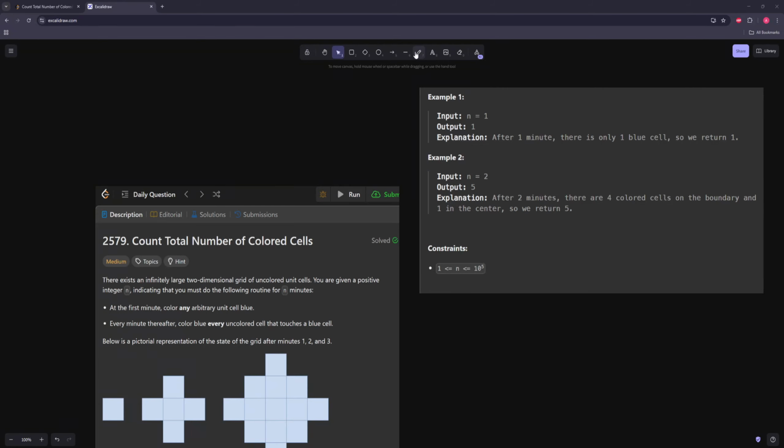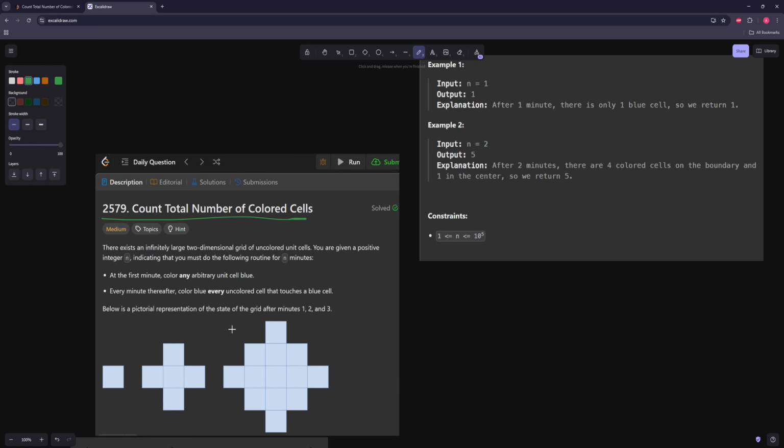In this video we're going to be working on count total number of colored cells. In this problem you have a large grid and you're given an integer n, indicating you must do the following. At the first minute, color an arbitrary cell blue, and then every minute after, color every cell that touches a blue cell. So here's what it looks like.